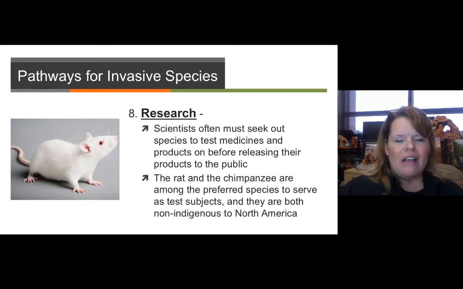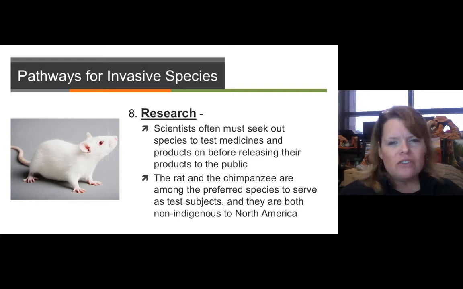Research is the eighth pathway for invasive species. Scientists must seek out species to test medicines and products on before releasing their products to the public. Most of the time, they're done on high, fast-growing populations like rodents, for example. The rat and the chimpanzee are among preferred species to serve as test subjects, and they are both non-indigenous to North America. So when you think about every test that's done on rats, it's because they can be reproduced really, really quickly. Chimpanzees are very close in DNA to humans, and that's one of the reasons they're used to test for human carcinogens and other such things.